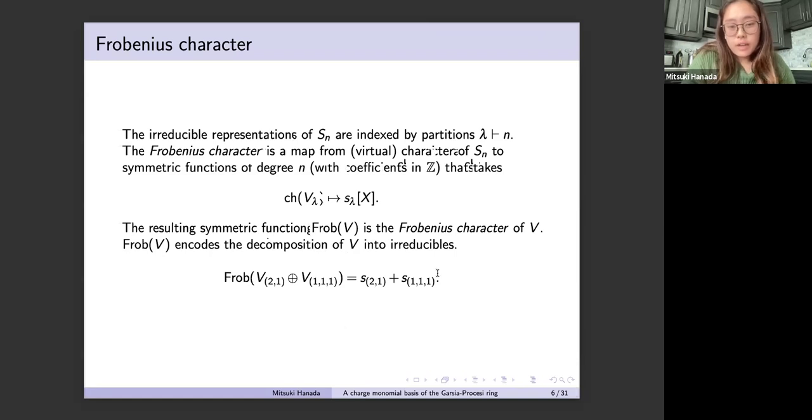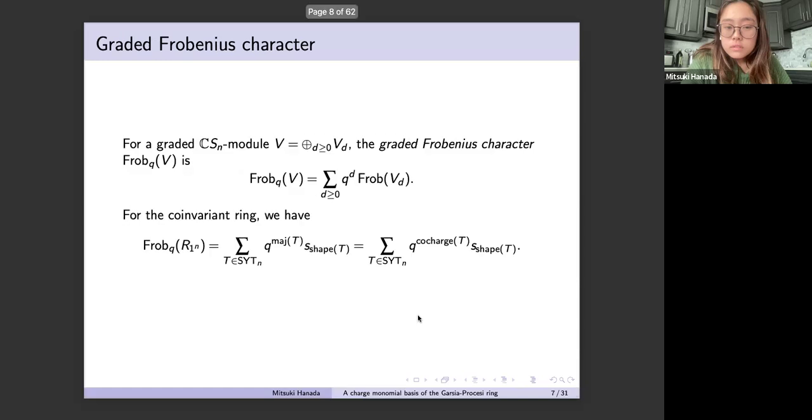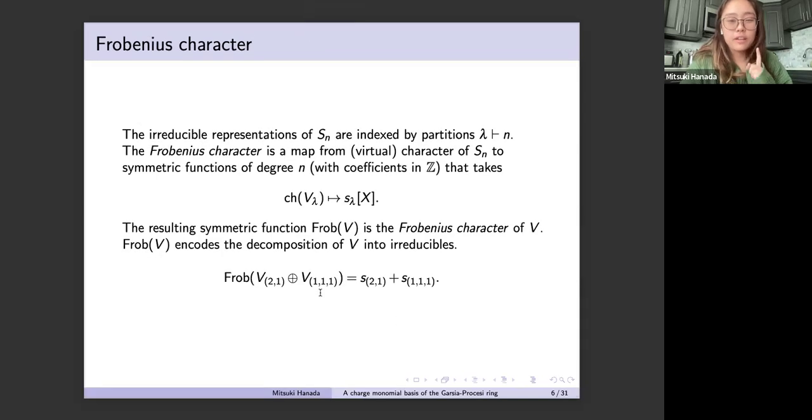So for example, we have here the Frobenius character of this S_n representation, which is just the defining representation of S_3, decomposes into two different irreducibles. So the resulting Frobenius character is going to be this symmetric function, where we have one copy of the Schur function indexed by 2, 1, and one copy of the Schur function indexed by 1, 1, 1. It's not quite the defining representation because I have sign here instead of trivial.